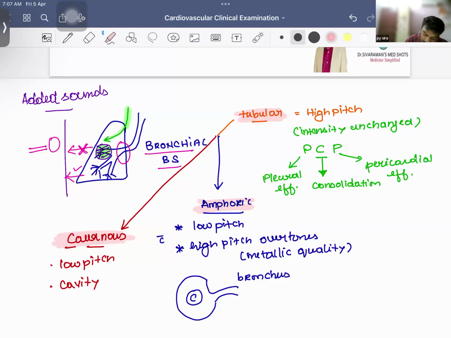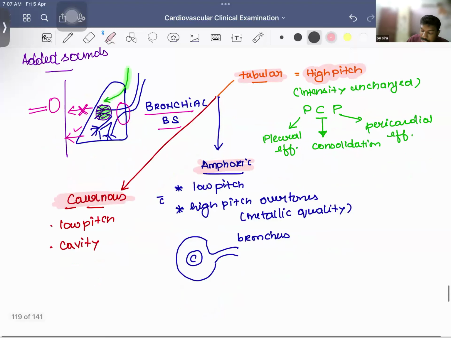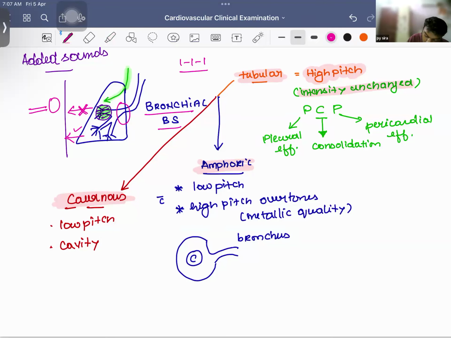It's a high pitched sound, very important. High pitch means the intensity remains unchanged. For example, when the patient says one, the loudness of that sound is heard unchanged. That is going to be called tubular breath sound, and it is seen in pleural effusion, above the level of pleural effusion.